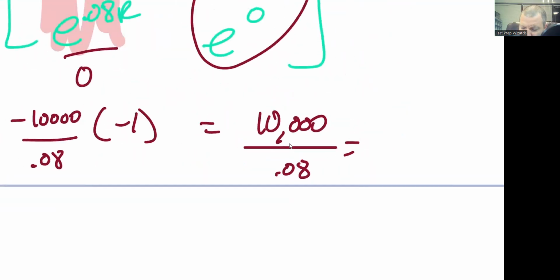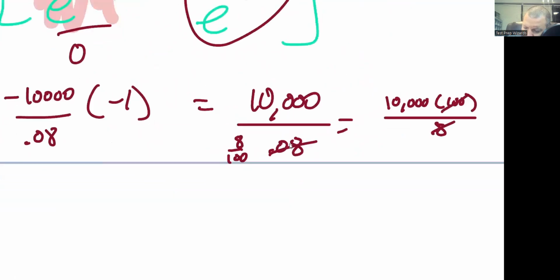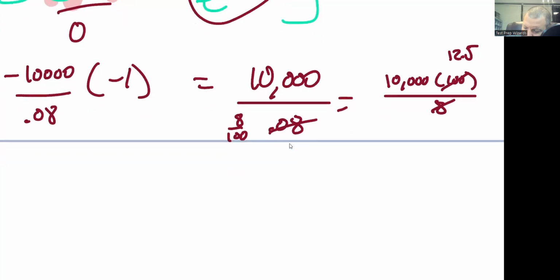Can I do it in my head? I can probably do it in my head. That's the same as 8 over 100. So 8 over 100 is going to be 10,000 times 100 over 8. That's going to be 12.5. So we're going to move that decimal over 5 places and get 1,250,000. 1.25 million. That sounds about right.